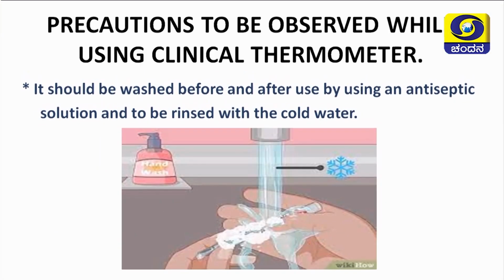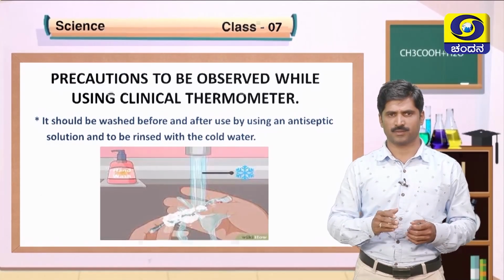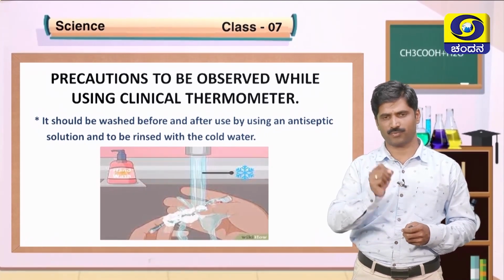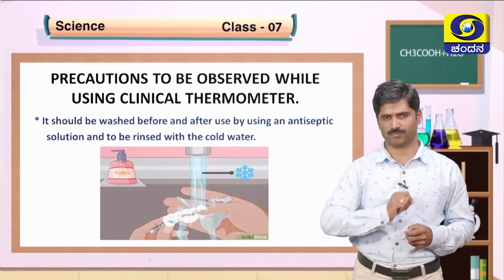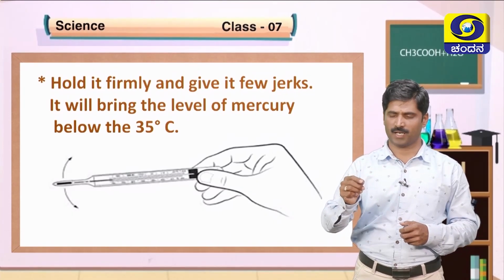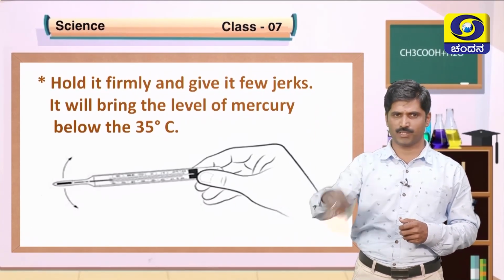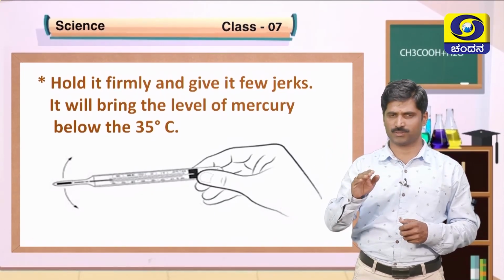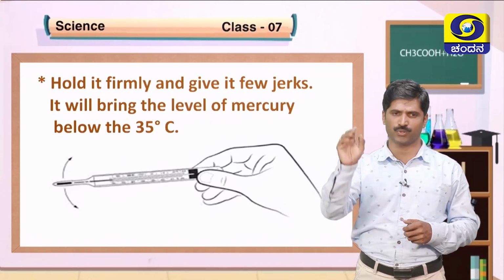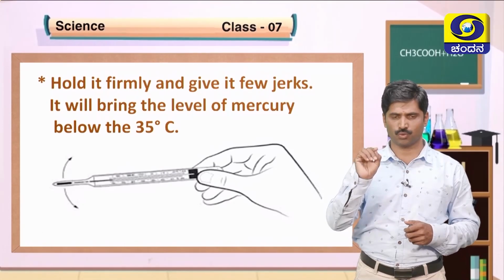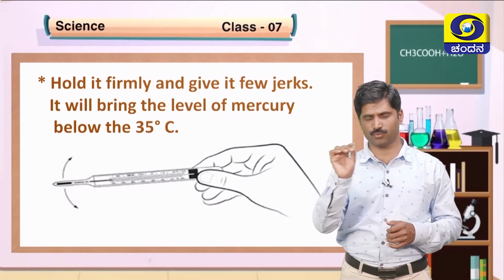What are the precautions to be taken while using a clinical thermometer? It should be washed before and after use by using an antiseptic solution and to be rinsed with cold water, because it may get contaminated after use and it may spread diseases. So, it should be washed. Hold the thermometer firmly and give some jerks. It will bring the level of mercury below 35 degrees Celsius. After giving some jerks, if it does not come below 35 degrees Celsius, don't use such a thermometer. It may give a wrong reading.